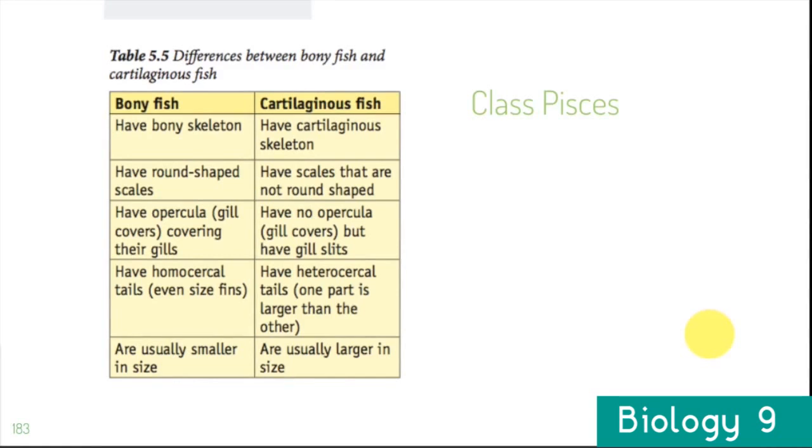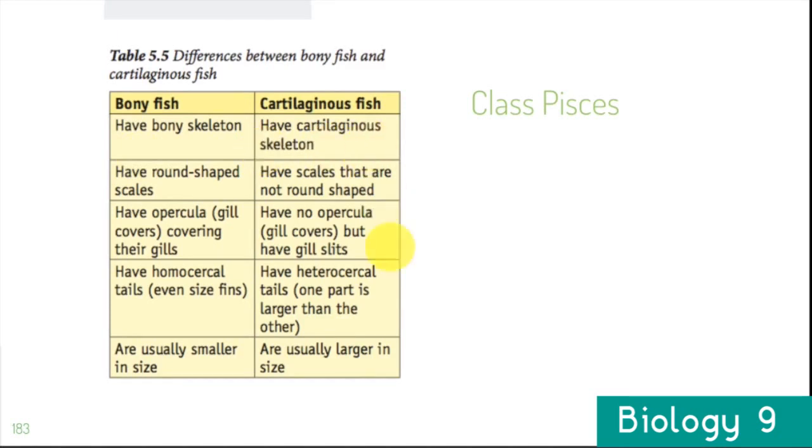Pisces, these are your fish. So I'm going to be talking about the different types of vertebrates. There's many, but I'm going to talk about a few in a bit of detail. There's actually 5 classes within this, so we're making our way down that classification level. So fish, here's a table that summarizes the differences between bony fish and cartilaginous fish.